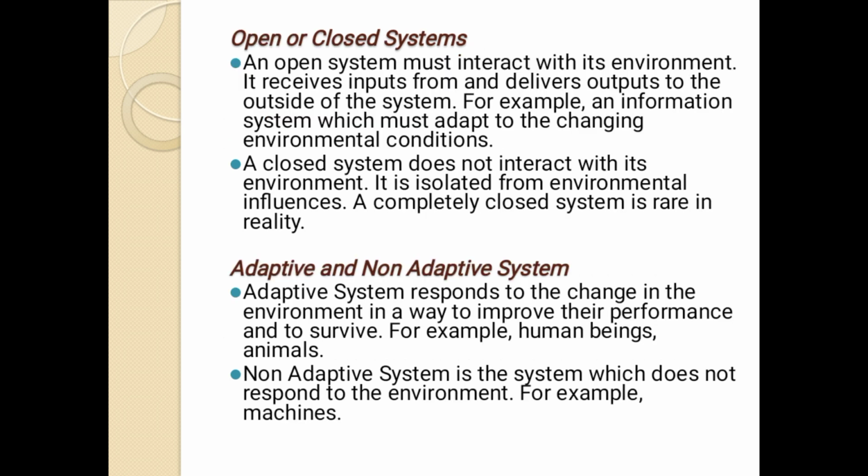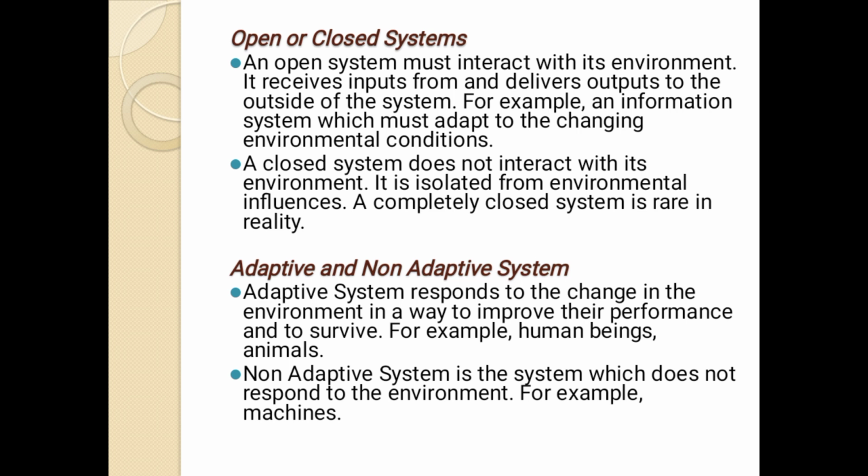Open or closed systems. An open system must interact with its environment. It receives inputs from and delivers output to the outside of the system. For example, an information system which must adapt to the changing environmental conditions. A closed system does not interact with its environment. It is isolated from environmental influences. A completely closed system is rare in reality.